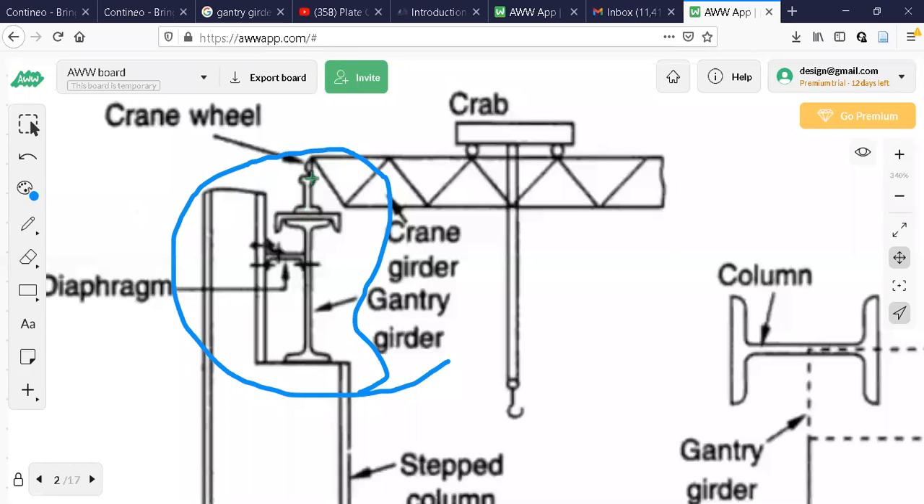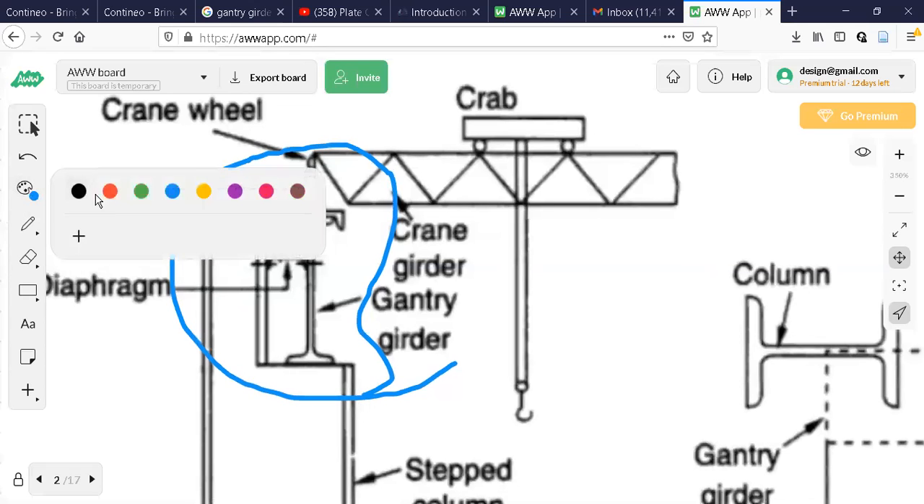In case of trains, rails are there. Here too, the rail is here. Over that one truss is attached. Now this is a crane girder. Try to understand the difference here. We are going to design the gantry girder, but what is a crane girder? You look at this diagram. Now I'll show you what a crane girder is here.